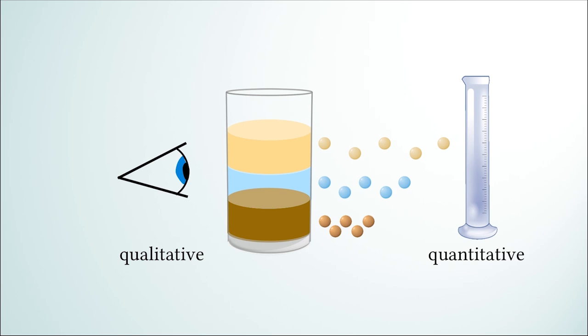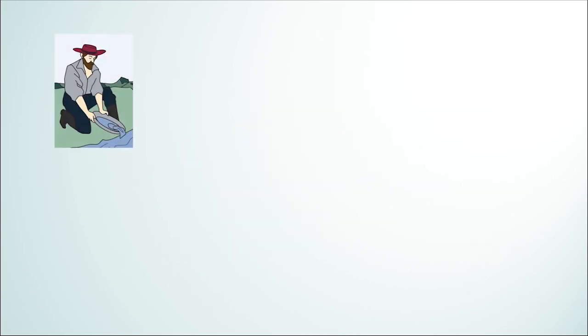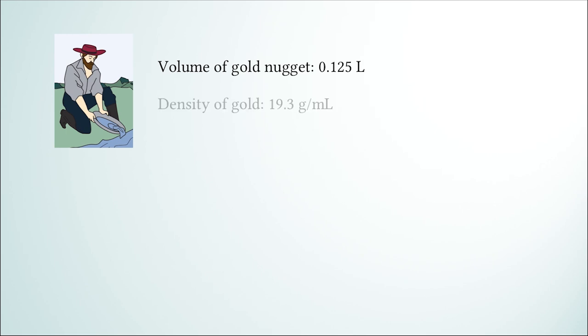Let's take a look at a density problem together. A gold miner has just found a nugget of pure gold. He measures its dimensions and then calculates its volume to be 0.125 liters. Knowing that the density of gold is 19.3 grams per milliliter, calculate the mass of the miner's nugget.